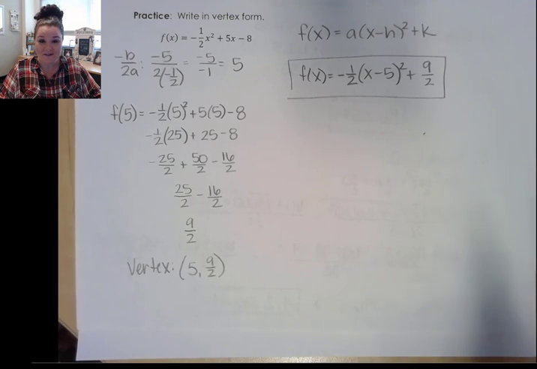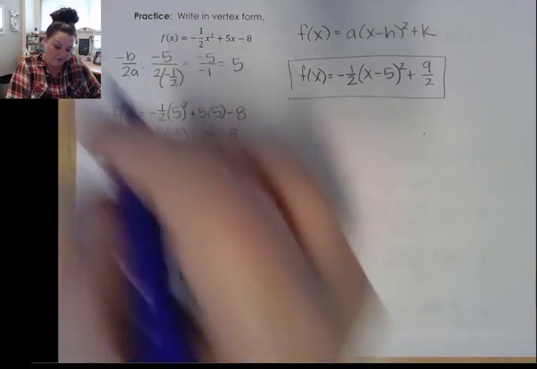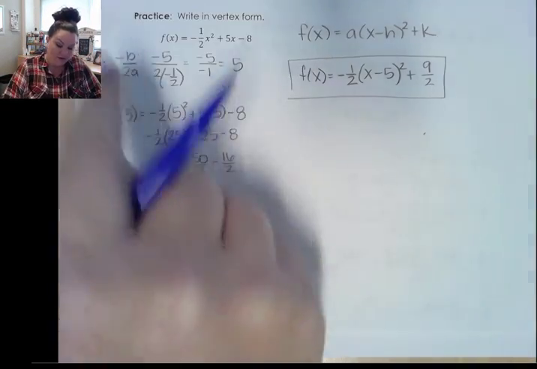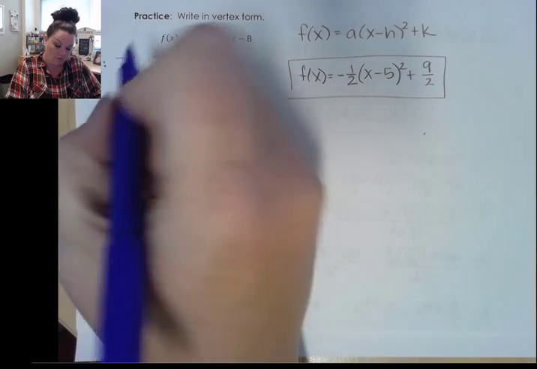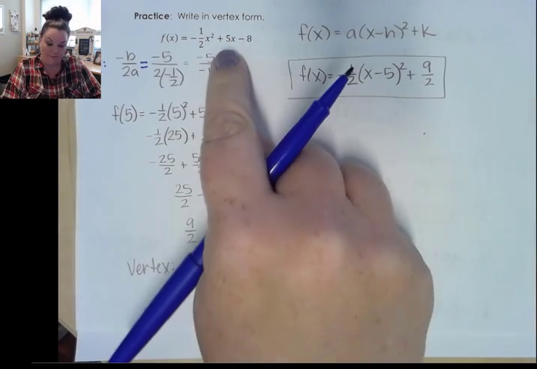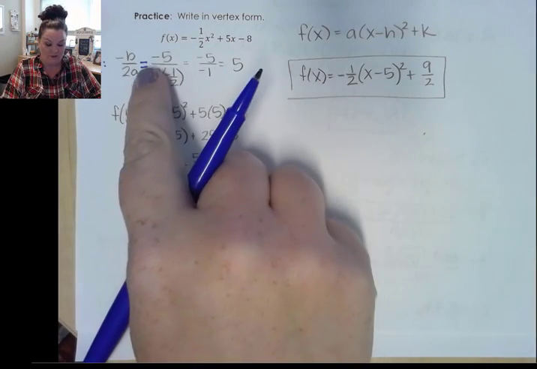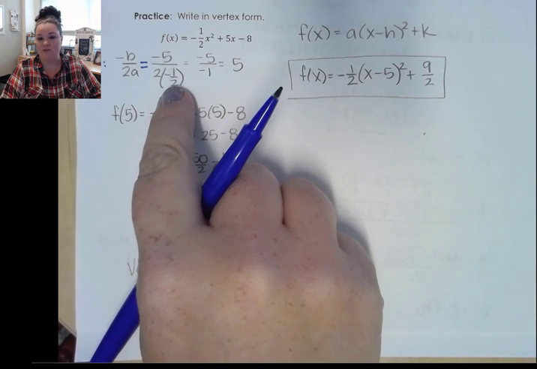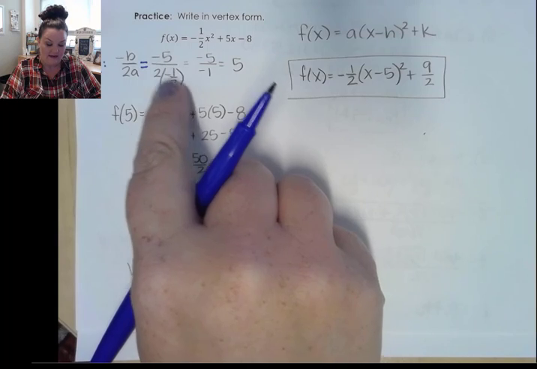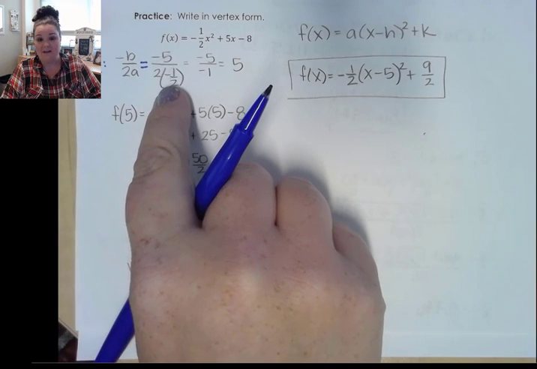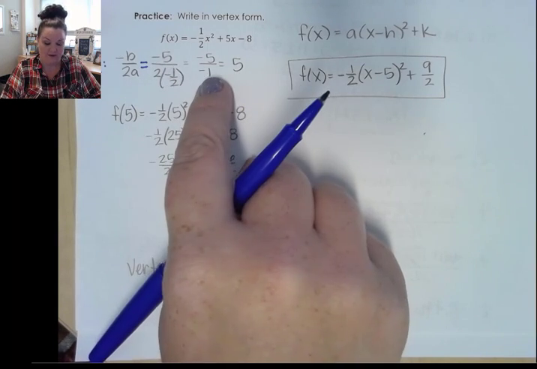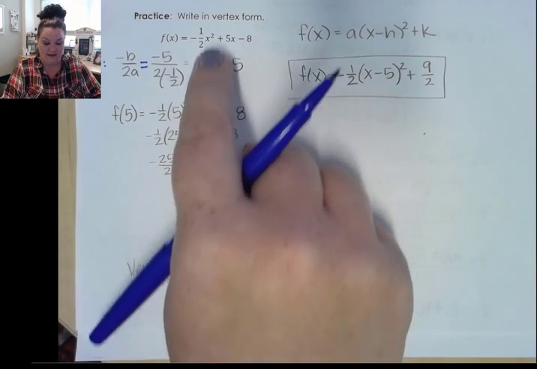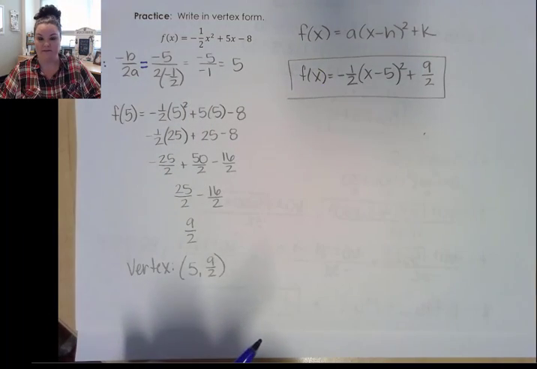All right, let's see how you did. So first thing we need to do is figure out our vertex. We find our h value by doing negative b over 2a. So our b value is 5. We do negative 5 because we're doing the opposite of b over 2 times our a, which is negative 1/2. And negative 1/2 times 2, or half of 2, is 1. And since it's negative, we end up with a negative 1. And then negative 5 over negative 1 gives me a positive 5.